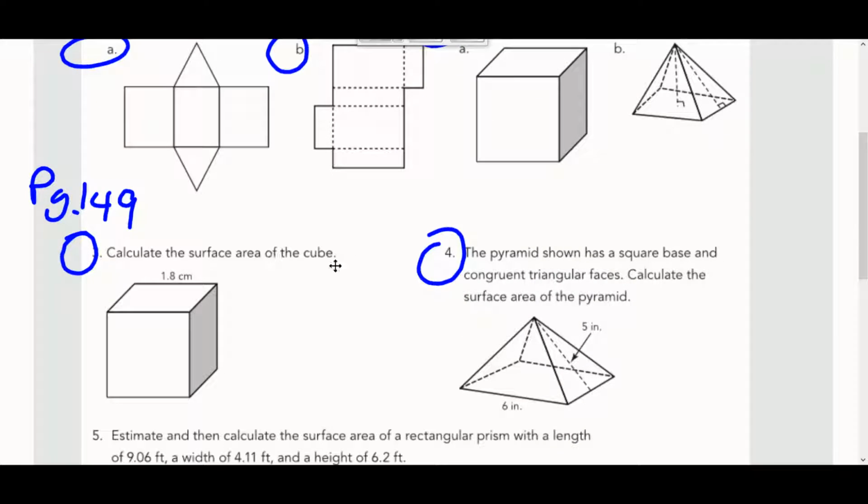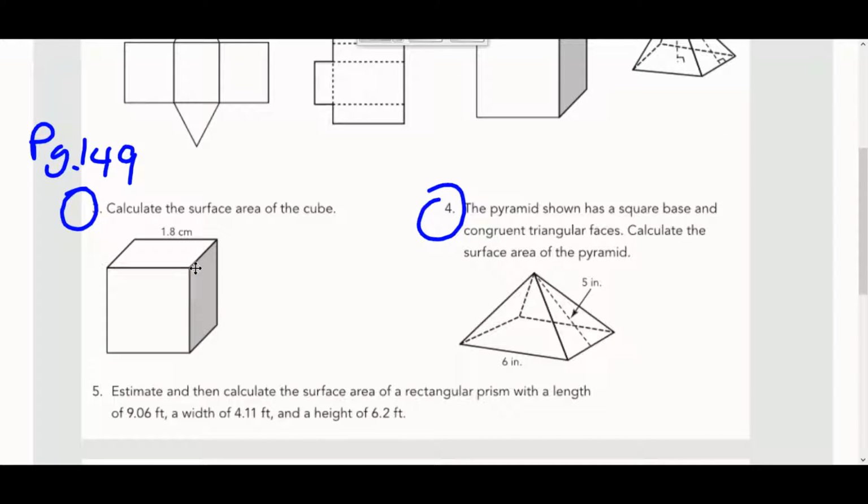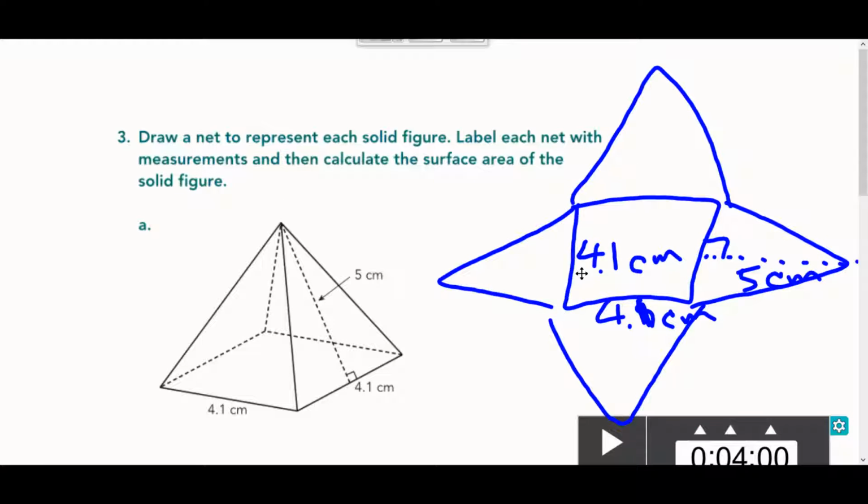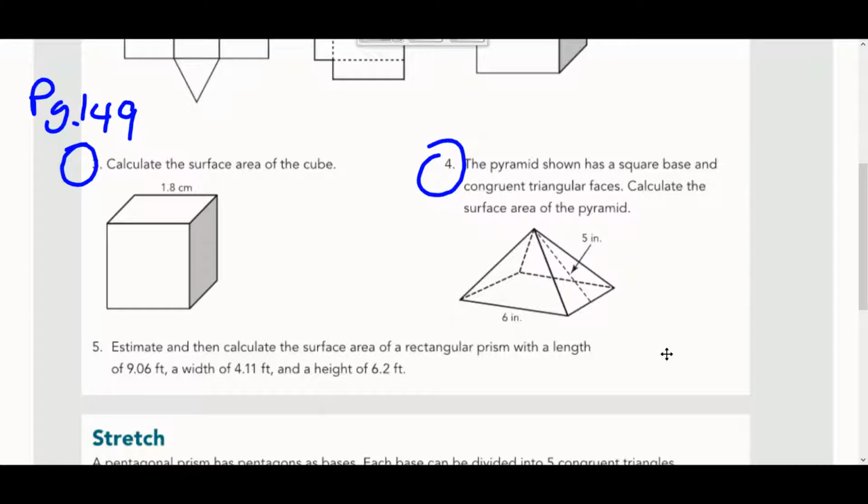And then on this one, calculate the surface area of the cube. Think through what we did yesterday. Remember what's unique about a cube. And then finally on 4, it's a little bit like this shape here. You might want to draw a net and then find the area of each part of that net.